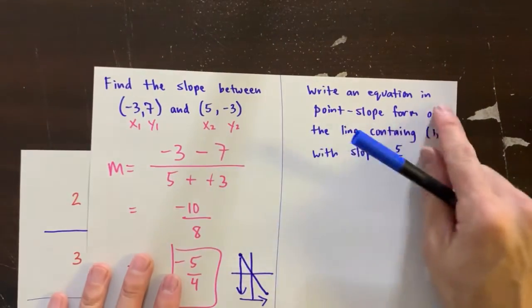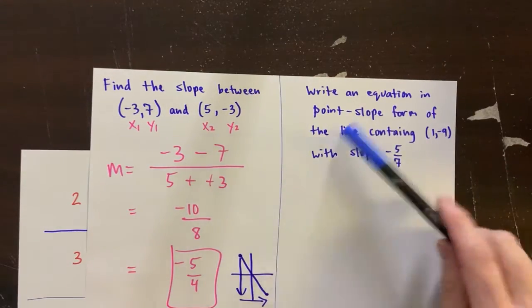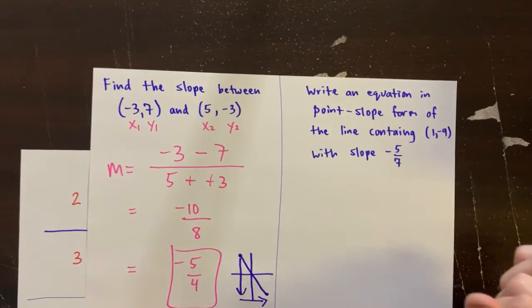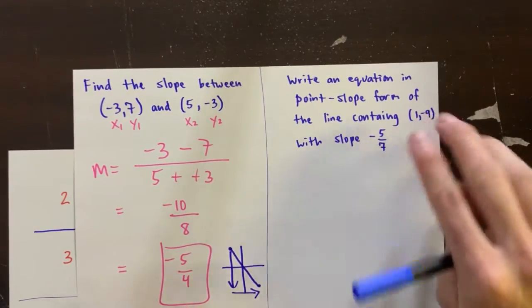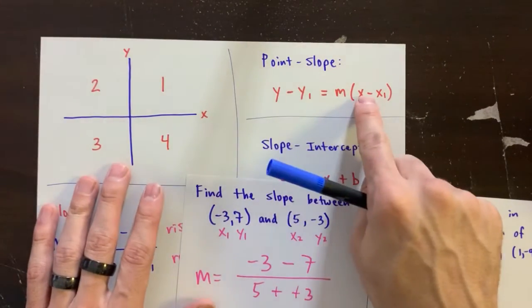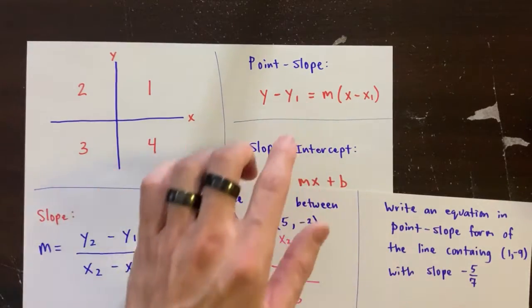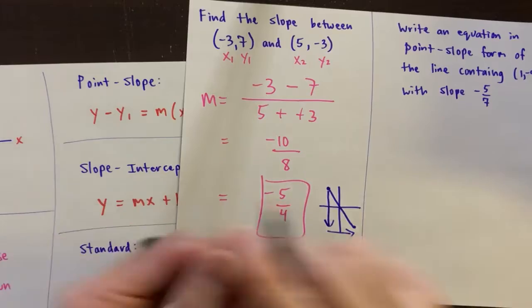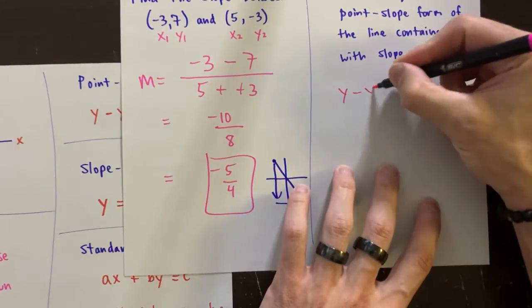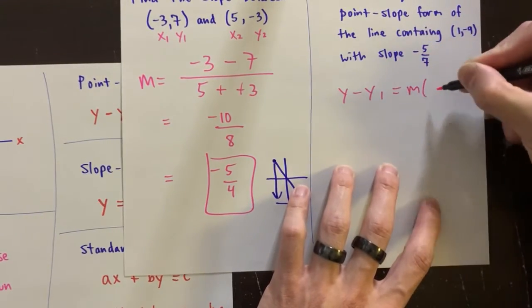Up next, write an equation as point slope. So we want point slope, and they tell us that our line has this slope here and that we pass through this point. So we know what point slope looks like. Y minus y1 equals m times x minus x1. Let me jot down that formula one more time. So this is what we want to play with here.